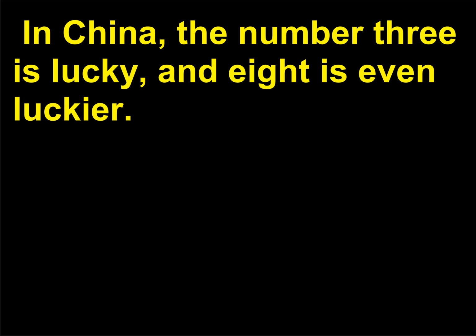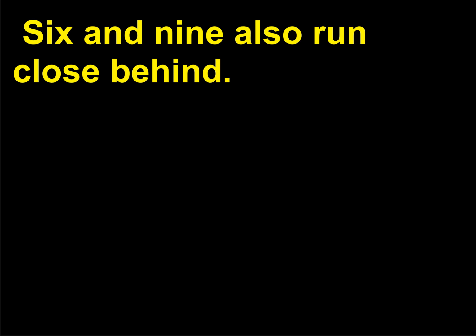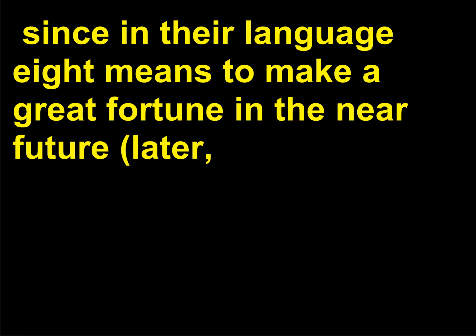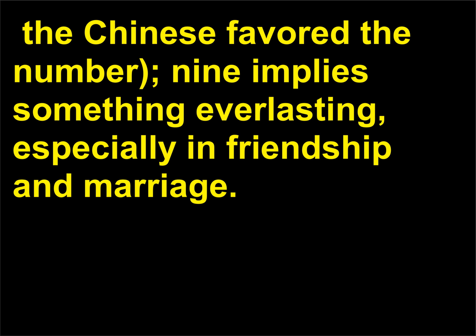In China, the number 3 is lucky, and 8 is even luckier. 6 and 9 also run close behind. The number 6 implies that everything will go smoothly. 8 was originally favored by the Cantonese, since in their language 8 means to make a great fortune in the near future. Later, the Chinese favored the number 9, which implies something everlasting, especially in friendship and marriage.